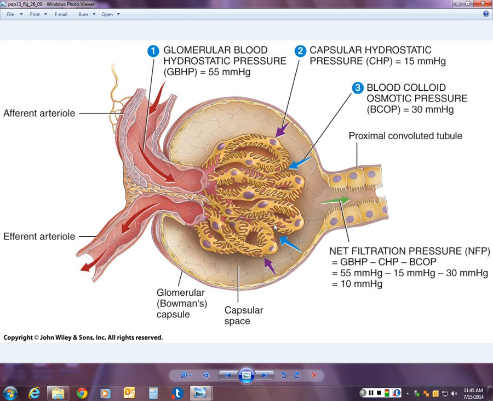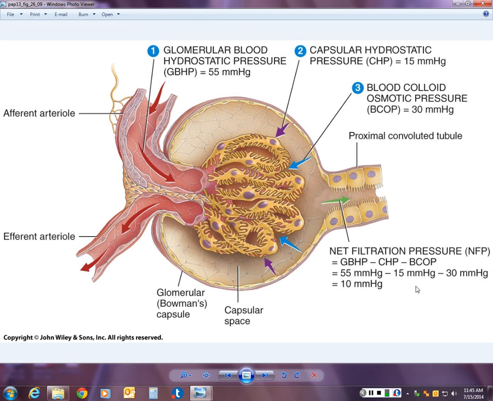There's also a force exerted by the solutes flowing through the blood. We'll call this the blood colloid osmotic pressure, and in that situation we're specifically looking at the plasma proteins. Those plasma proteins are going to try and draw fluid back into our glomerulus. So the blood colloid osmotic pressure, on average, is around 30 millimeters of mercury.